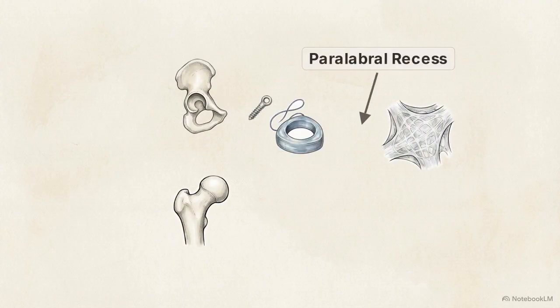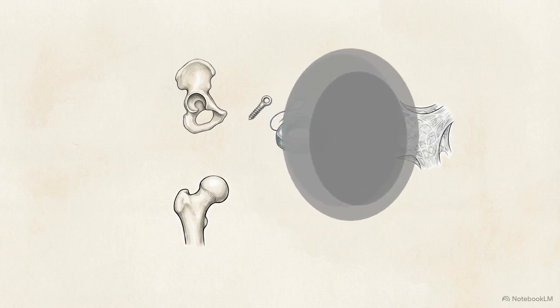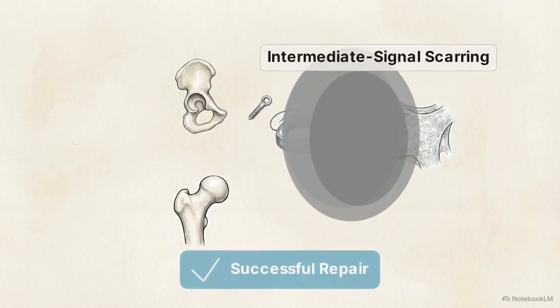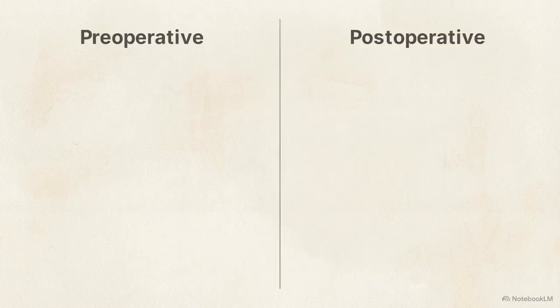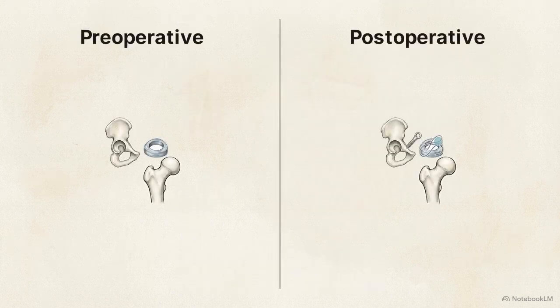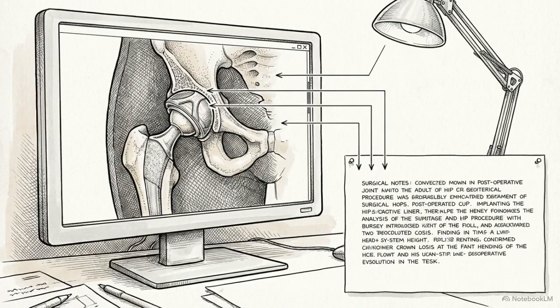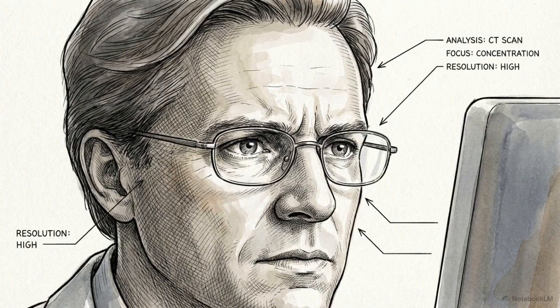Additionally, the normal paralabral recess is often completely obliterated following surgery. This replacement by intermediate signal adhesions or scarring is an expected finding in a successful repair. However, the appearance of a de novo paralabral cyst, one that was not present on preoperative imaging, is a highly reliable indicator that the labral seal has failed again. Because expected postoperative changes closely mimic native pathology, integrating the clinical context and prior operative notes is mandatory. Misinterpreting healed tissue leads to false positive reads for surgical failure.